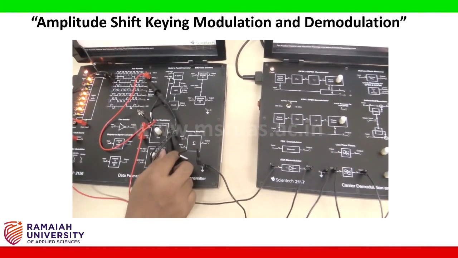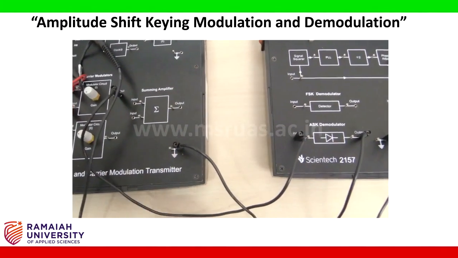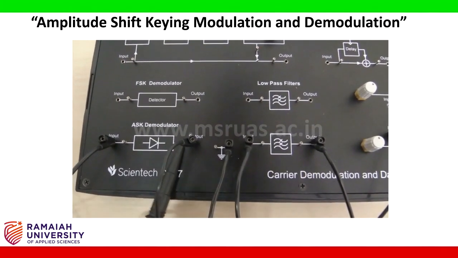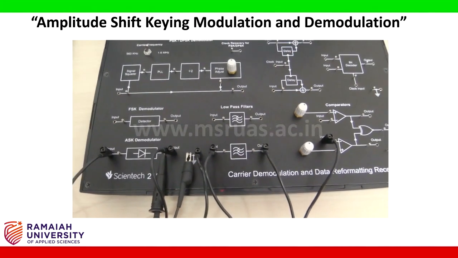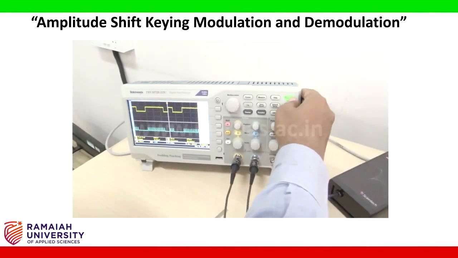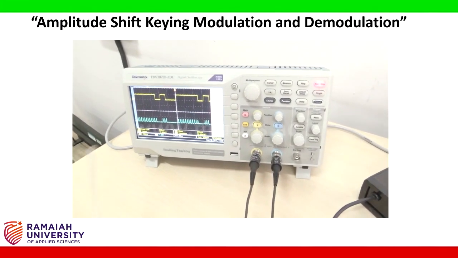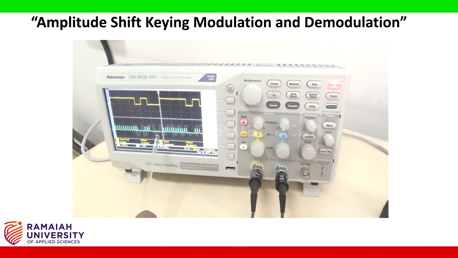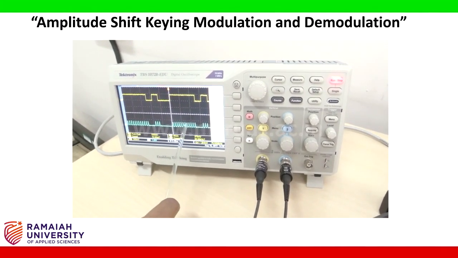Now I am removing the probe from here and connecting to the amplitude shift keying demodulator output, and the negative to the ground. Then again press the run and stop button. Here you can see the half wave rectifier output. Earlier I used to see the full sine waveform. Now I can see only the positive half cycles of the sine waveform. This is half wave rectifier output.